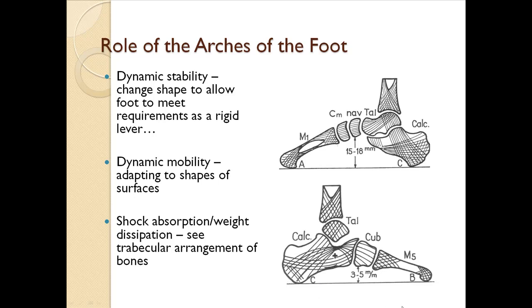And as such, when we look at the trabecular arrangement of these bones, we see the trabeculae here of the tibia coming down here, the trabeculae of the talus going in different directions, and again the trabeculae of the calcaneus and metatarsals going in different directions. And this is for weight dissipation. The trabeculae are there to withstand compressive longitudinal forces.